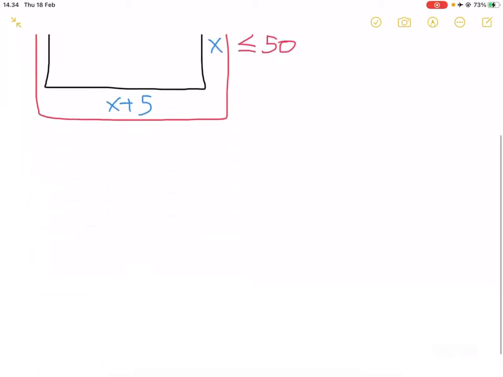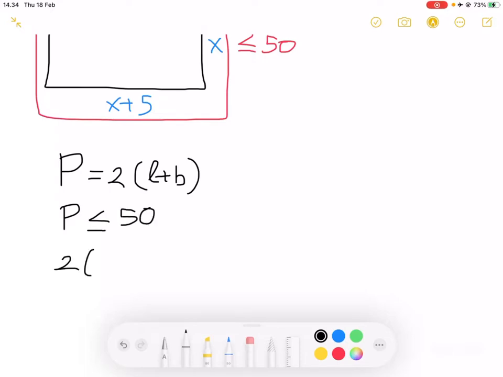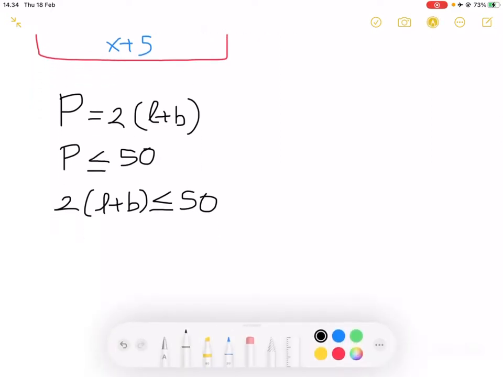So we know the formula for the perimeter of the rectangle. I'll just write this as P is equal to 2 times (length plus breadth). And we know our perimeter must be less than or equal to 50. Therefore, we can write 2 times (length plus breadth) is less than or equal to 50, knowing that our length is x plus 5 and our breadth is just x. So we can just substitute them in.